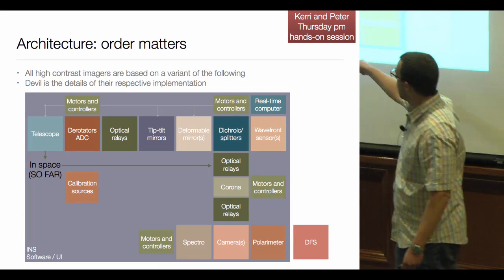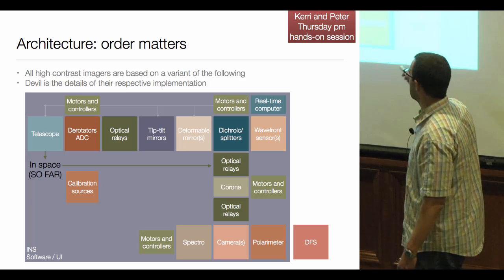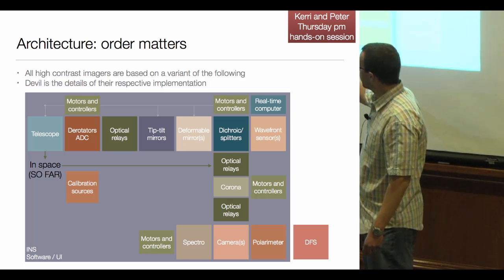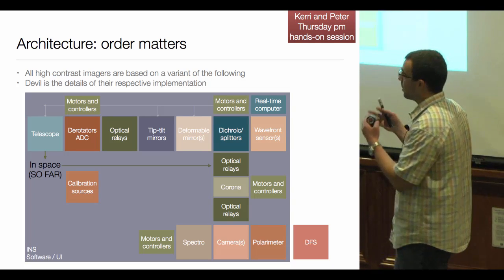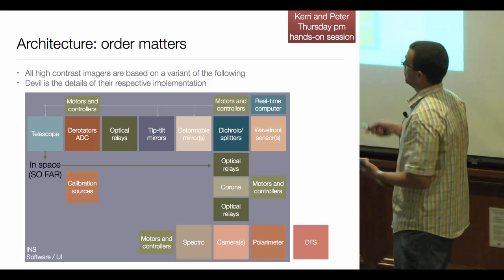So, of course, you start with the telescope in space. So far, we haven't done any wavefront control per se, so we go directly to the coronagraph and then the science instrument. On the ground, we have to go through all these systems that are just there to correct for the effect of the atmosphere on our images.